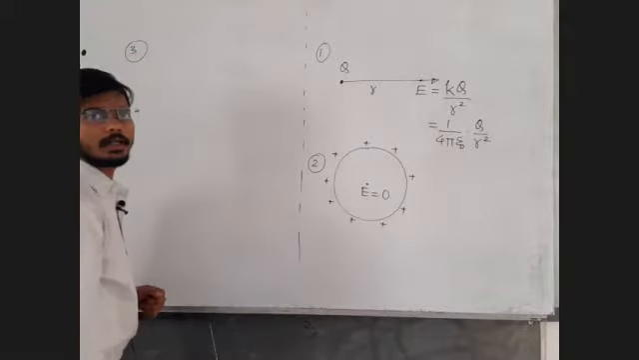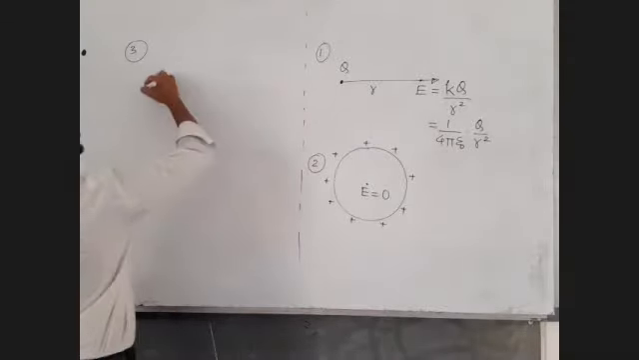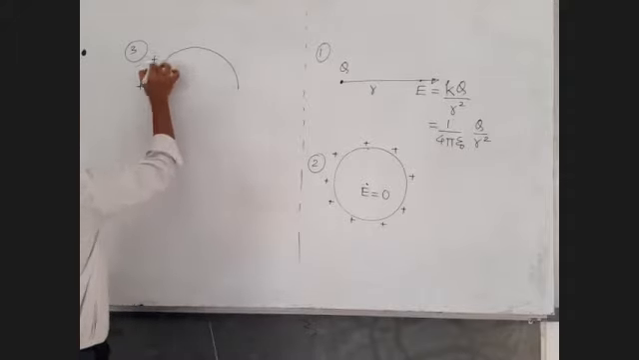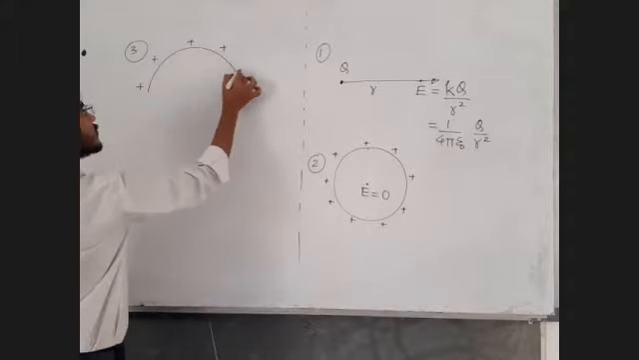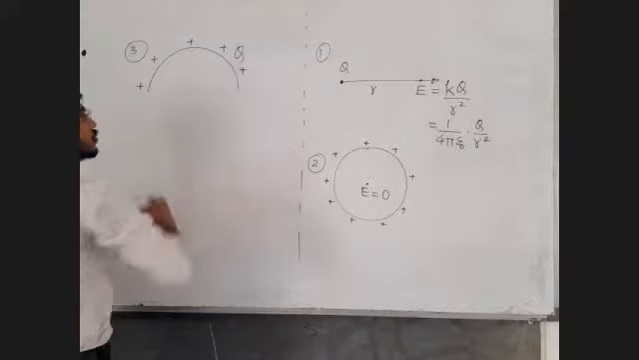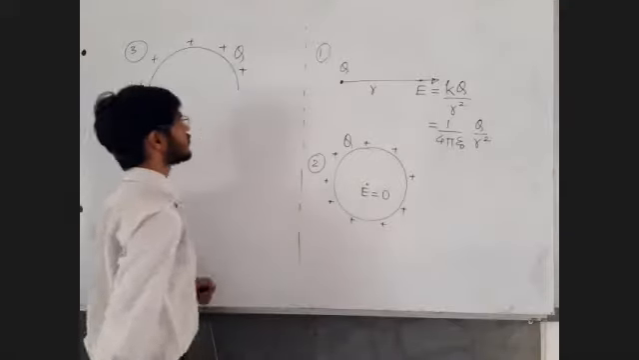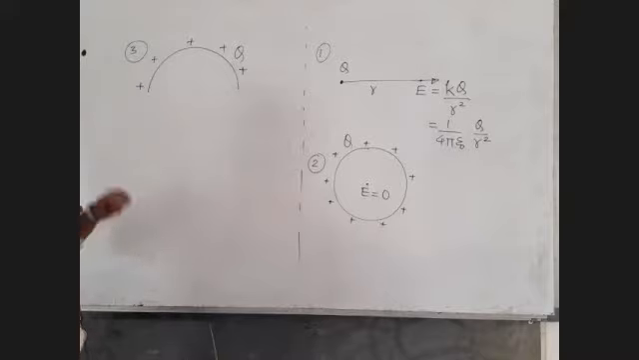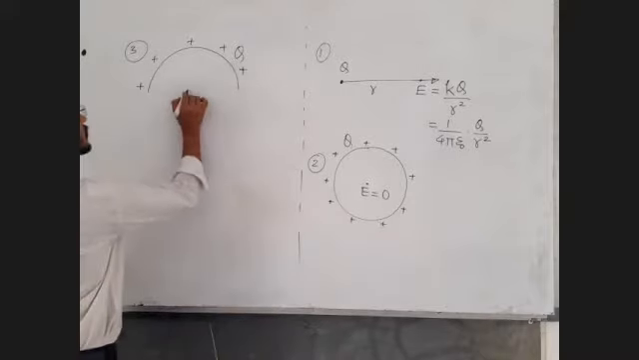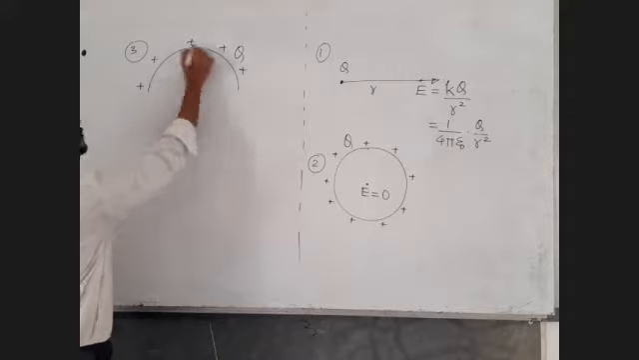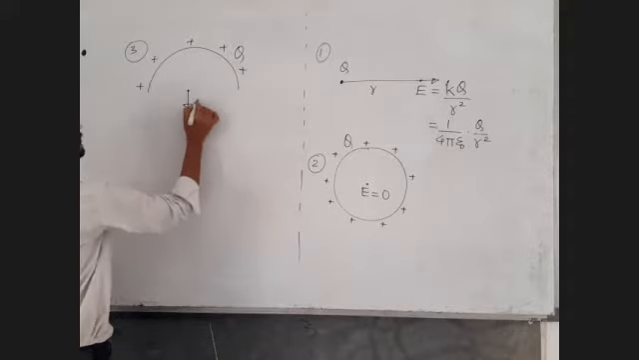Third formula is electric field intensity due to the half ring, charge on the half ring, not on the complete ring. Charge on the half ring is q. Here the charge on complete ring is q. Here the charge on half ring is q. Okay, at this point, center of the semicircle, this is positive, so electric field will be away.